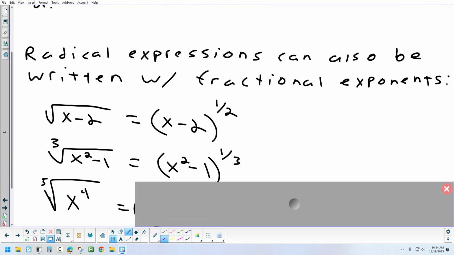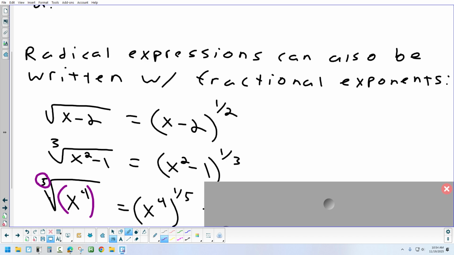Caleb, how about the 5th root? It would just be 1/5. Yeah, it would be 1/5. It's the same as taking the radicand and raising it to 1 over the index. That's what it is. It's 1 over the index.